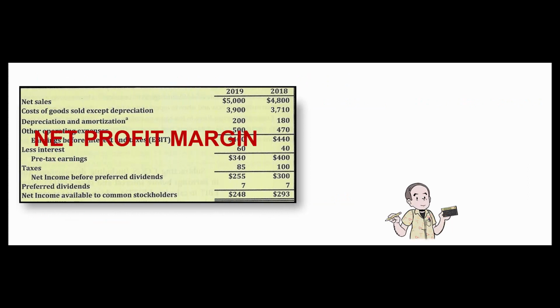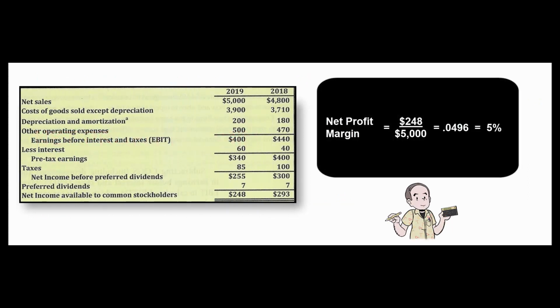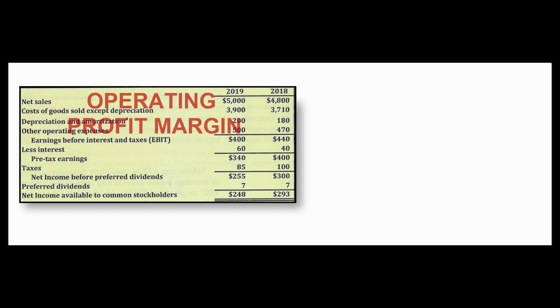Let's start with net profit margin. Let's take our net income available to common shareholders of $248 and put it over our sales of $5,000, and that'll give us 4.96%, which rounds up to 5%. Is that a good number? Is that a bad number? We'll have to look at the trend within our company. We'll have to compare ourselves to the industry to see if that's a good number or a bad number.